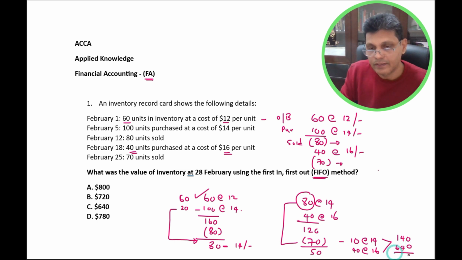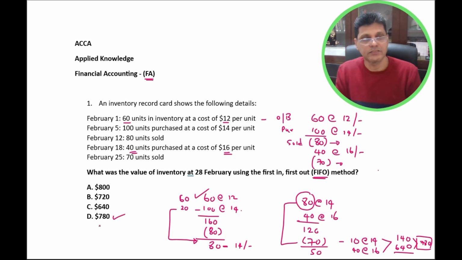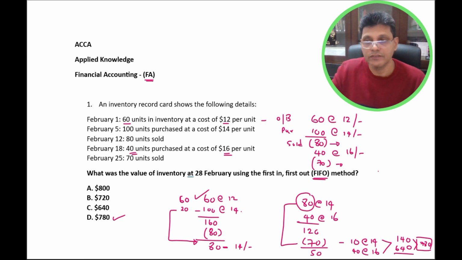640. So therefore the total will be how much? 780. So your correct answer will be 780, the last one. Okay, this is the answer for the first question. Now let's move on to the next question.